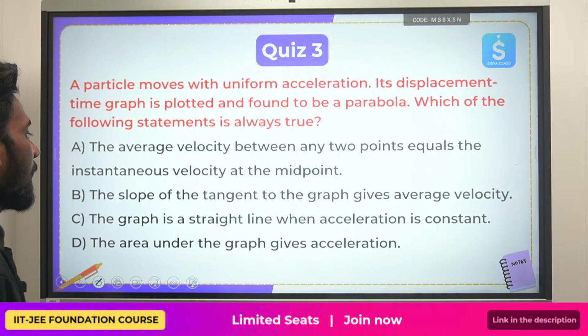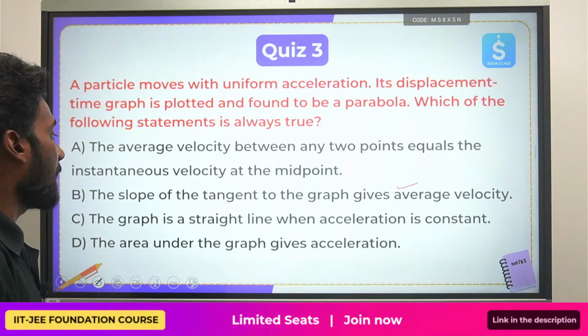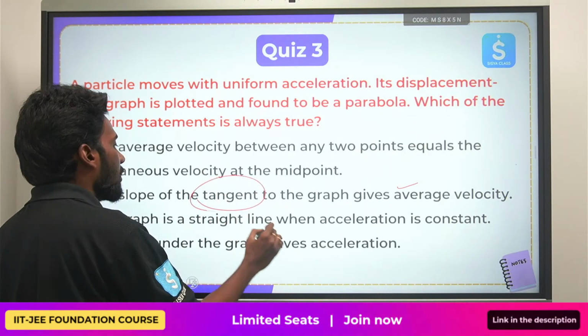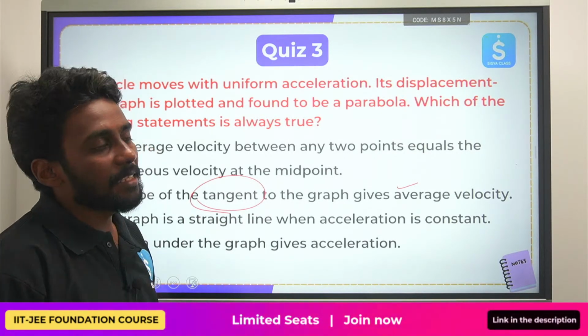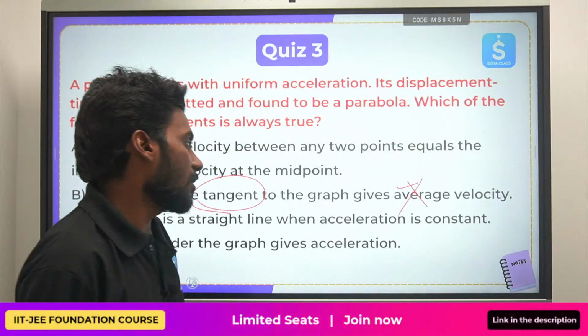The slope of the tangent to the graph gives average velocity. The slope of the tangent here they are saying. Tangent always gives the instantaneous velocity, not the average velocity. So this is the wrong statement.